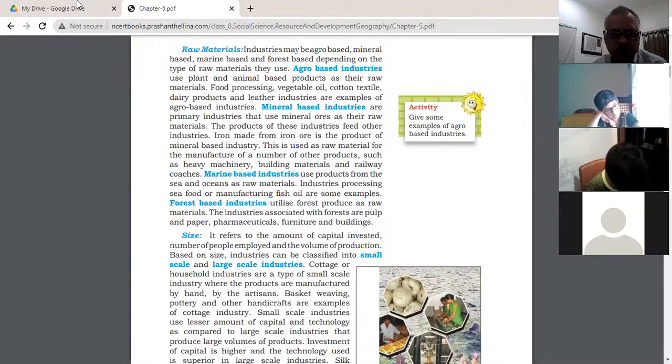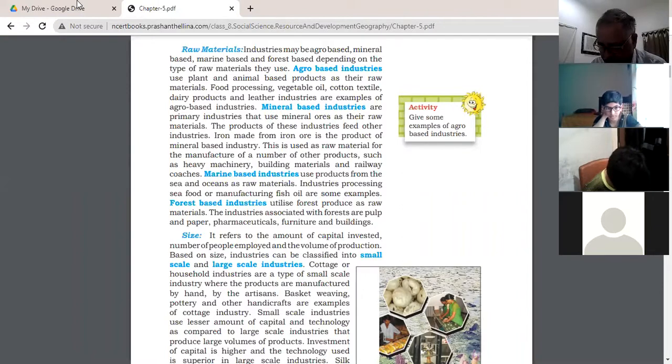Mineral-based industries are primary industries that use mineral ores as their raw materials. The products of these industries feed other industries. Iron made from iron ore is the product of mineral-based industry. This is used as raw material for the manufacture of a number of other products, such as heavy machinery, building materials, and railway coaches.